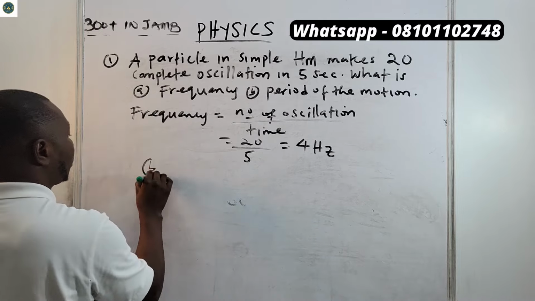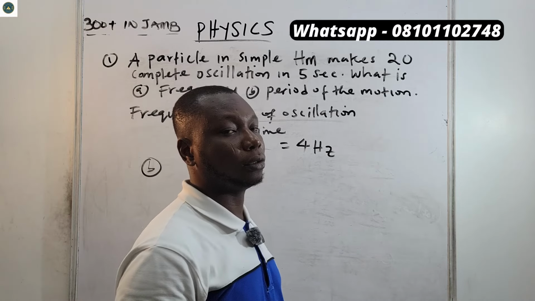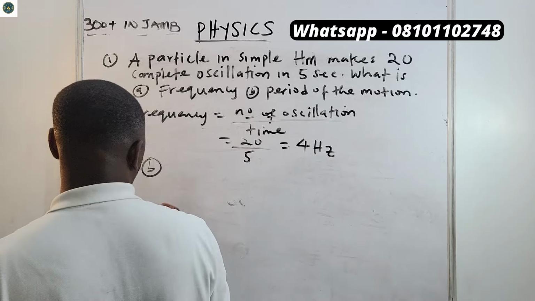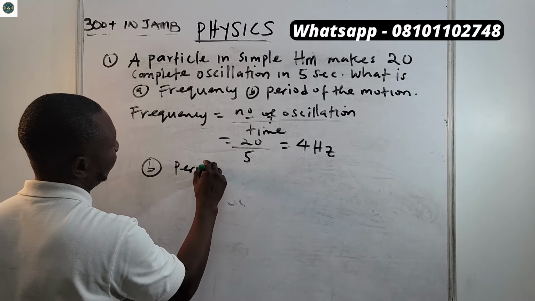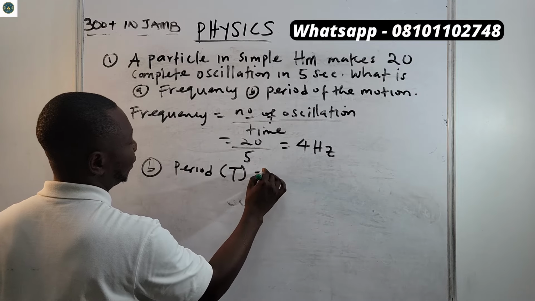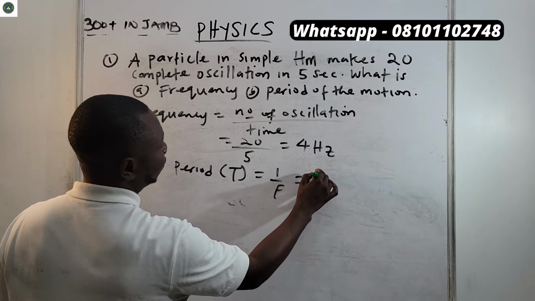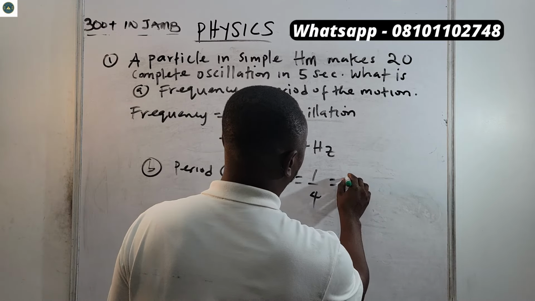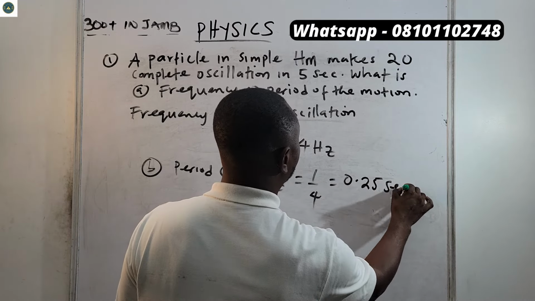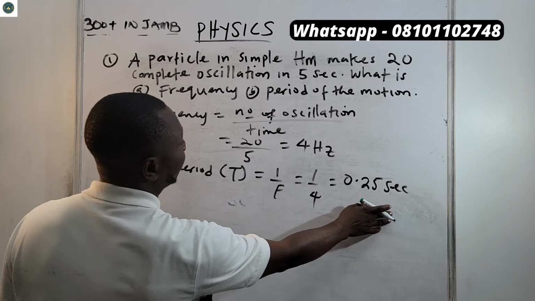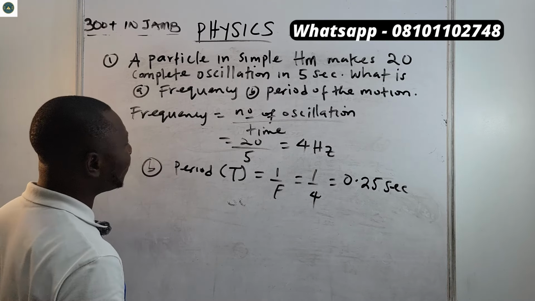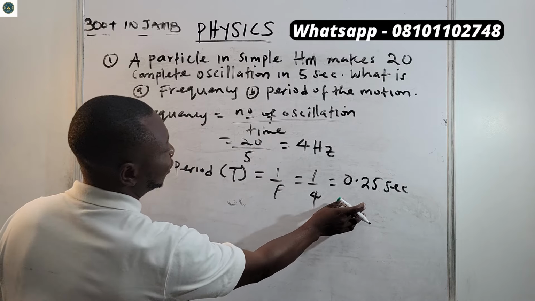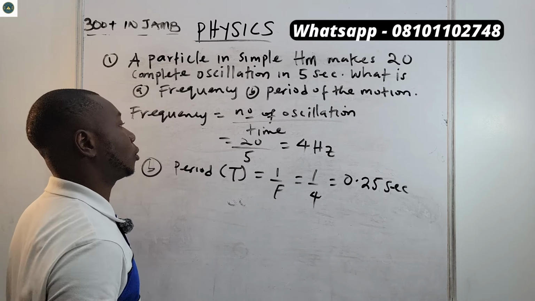Now B says we should find the period. Period is the inverse of what? Frequency. So period is T, and T is 1 over F. So definitely you have 1 over 4, which is 0.25 seconds. So that means that at 4 hertz, we have 0.25 seconds.